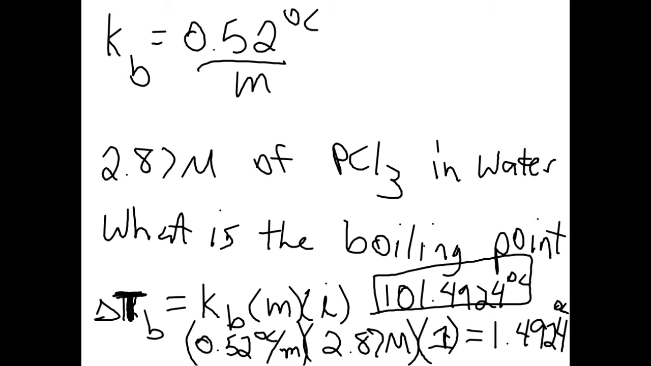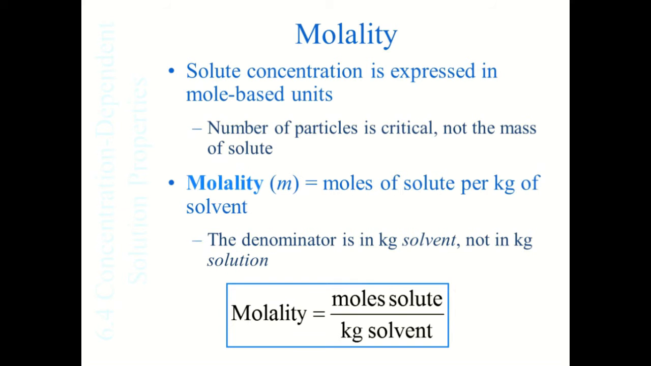If it's water, water boils at 100 degrees Celsius, so it would change by that much and become 101. If it was a different substance, they would have to tell you what the boiling temperature of that substance was. But for water, they assume you know water freezes at 0 and it boils at 100. Okay?